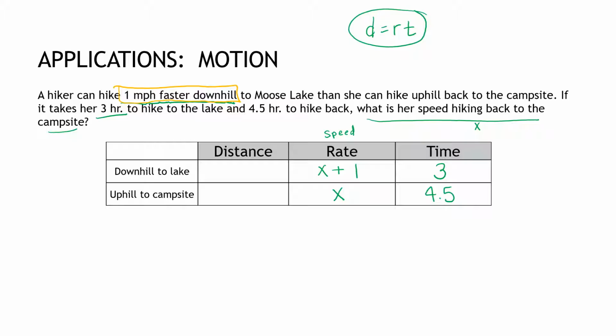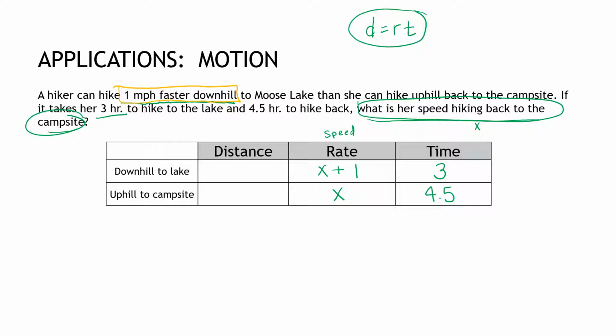Now, I often get the question, would it work if I made downhill to the lake x and uphill to the campsite x minus 1? And of course it would, but when you get to the end, it's much more satisfying to make x be whatever it is that we're trying to solve for, which in this case is the hiking back uphill to the campsite. Now notice, I have no idea what the distance is.